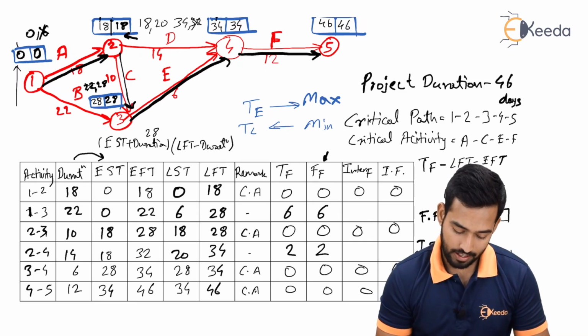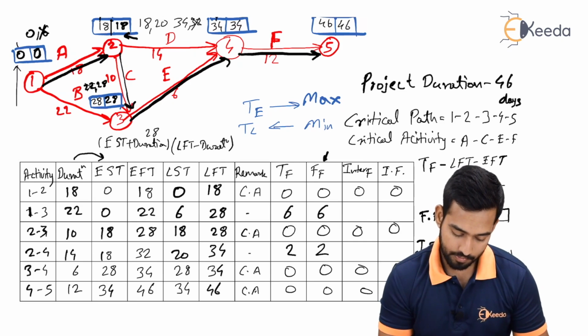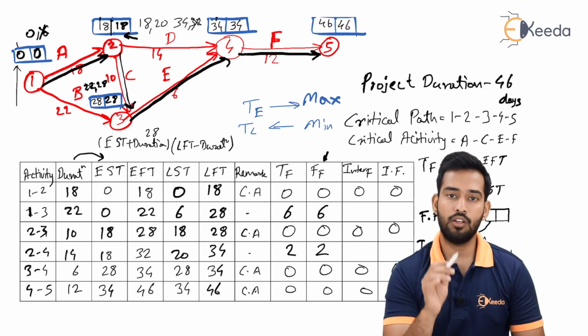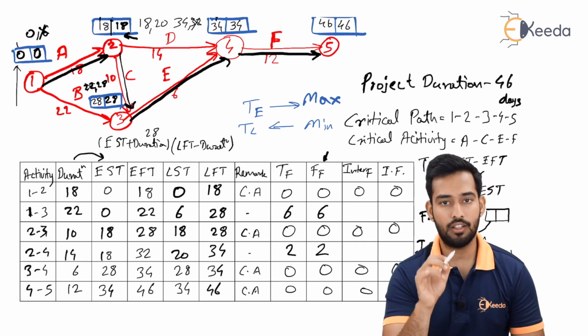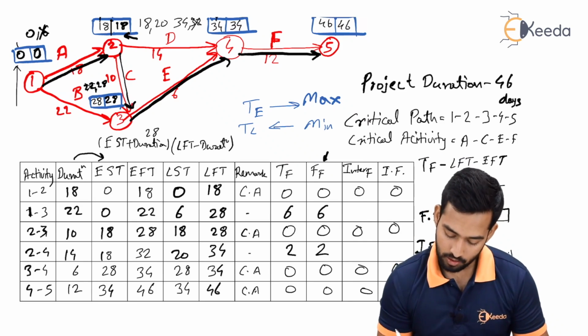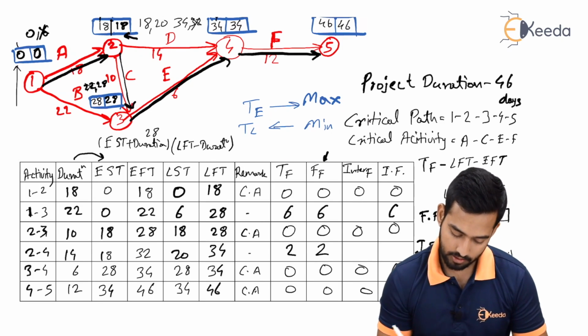Now concentrate on 1 and 3. Tail event slack means what? 0 minus 0, that is 0. So here the slack present is 0. So 6, that is free float, minus 0 will give us answer equal to 6.